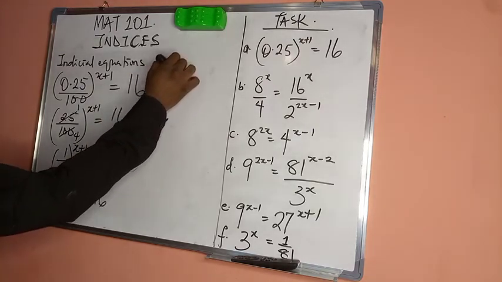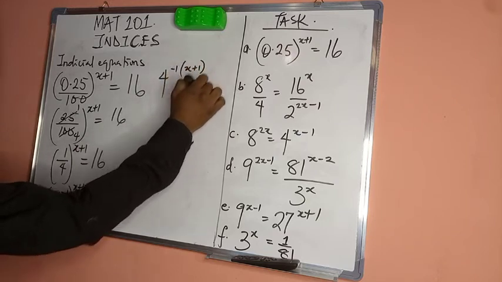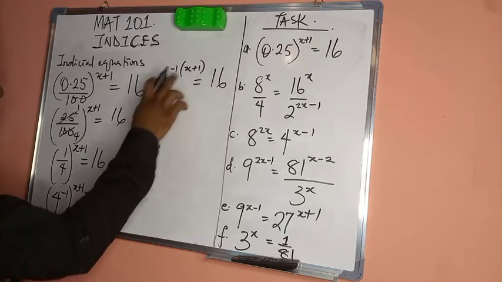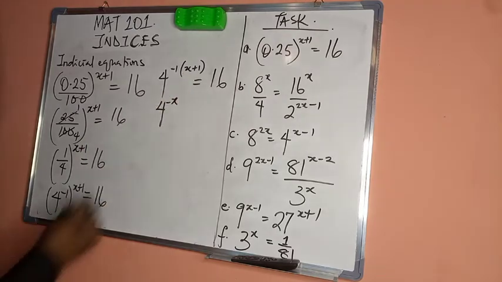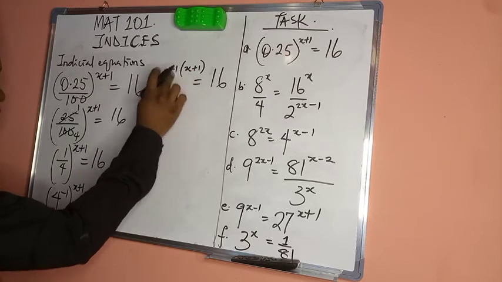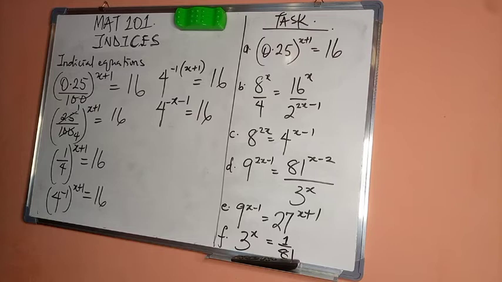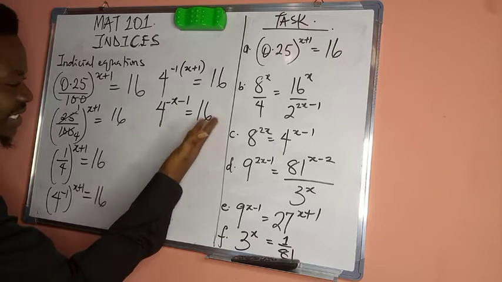We have 4 raised to power minus 1 times x plus 1 equals 16. Minus 1 is multiplying everything there, so we have to expand this, not just multiply by x and go away. So minus 1 times x gives you minus x, and minus times plus, that's minus 1 times 1 is minus 1, equals 16.